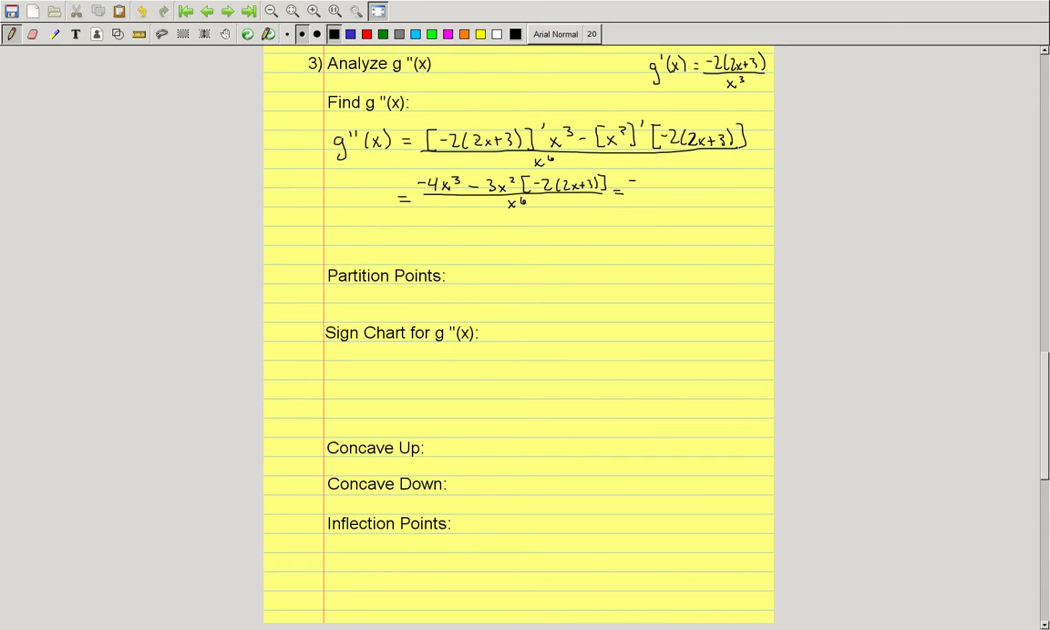Doing a little bit of arithmetic, we get negative 4x cubed plus 12x cubed plus 18x squared, all over x to the 6th power. So, collecting like terms and canceling our extra factors of x, we're going to end up with 8x plus 18 all over x to the 4th power.